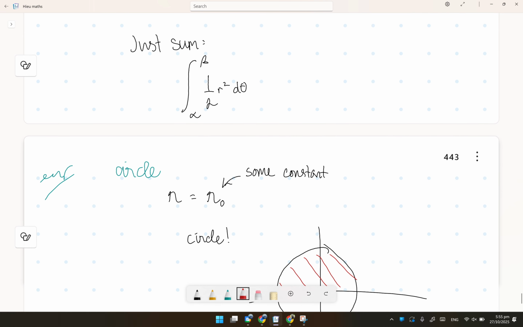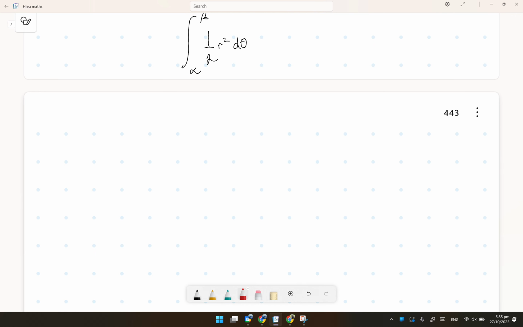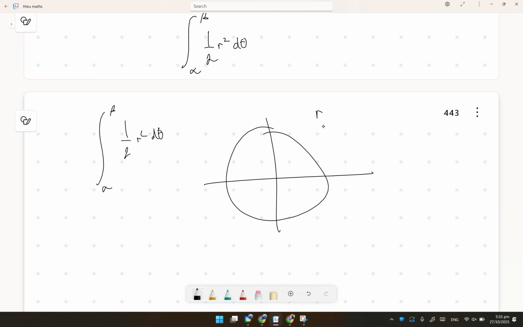Okay, so let's do a few examples with this. We have a circle, which is going to be really simple. We know the equation: from alpha to beta, 1/2 r squared d theta. Just going to do a few examples with you. We have a circle here with the equation r is equal to r0, which just means it's a constant. We can say it's r equals a, for example.